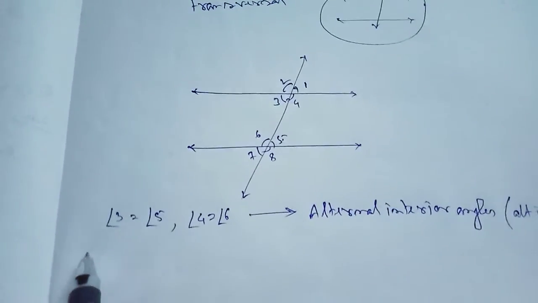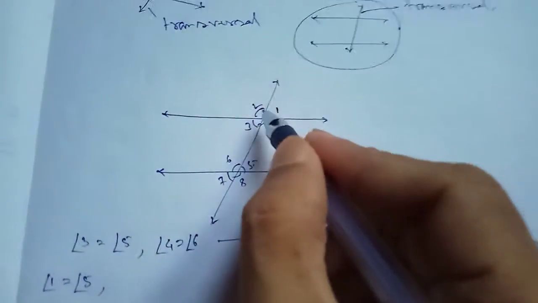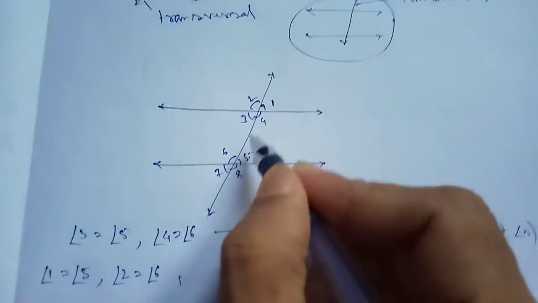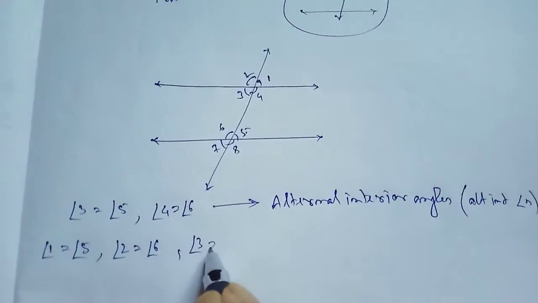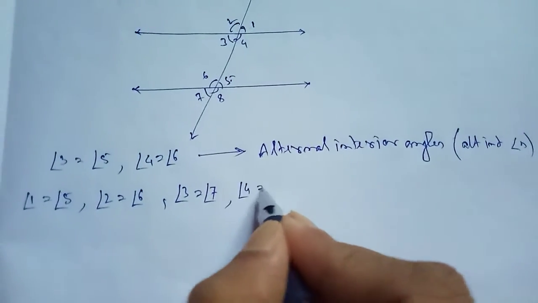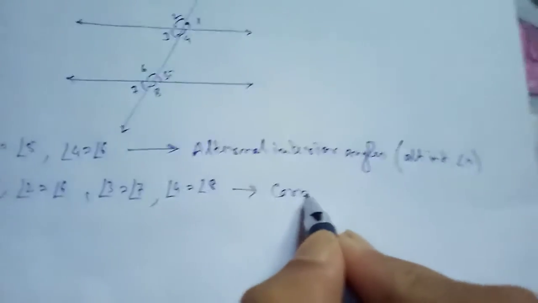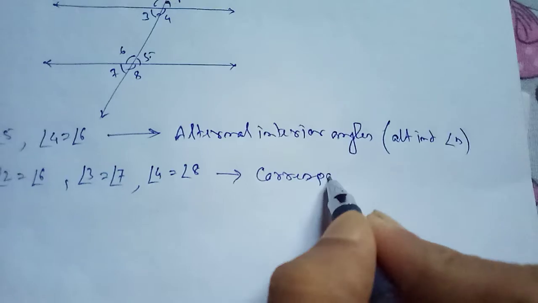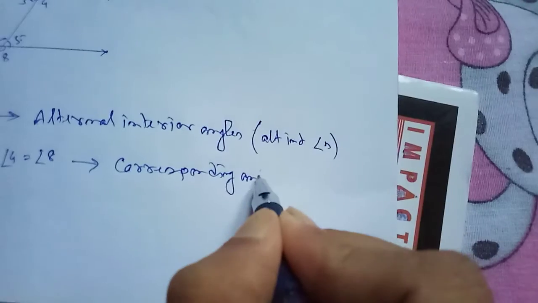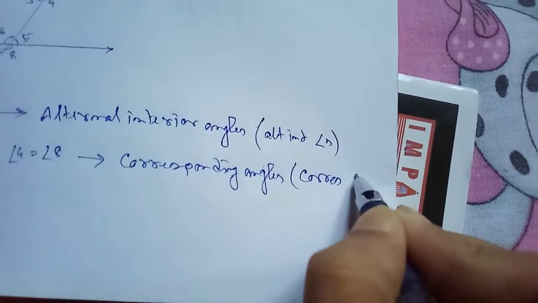So you can write angle 1 is equal to angle 5, angle 2 is equal to angle 6, angle 3 is equal to angle 7, angle 4 is equal to angle 8. So this is called corresponding angles. CORR, corresponding angles.